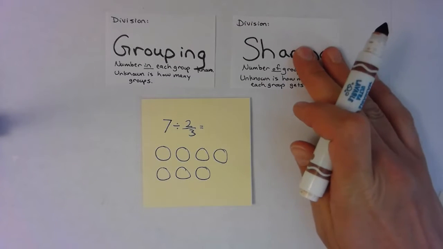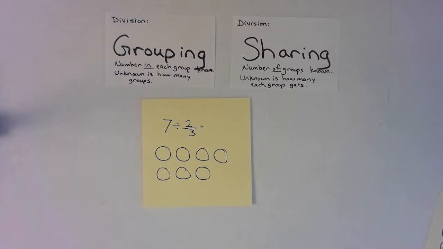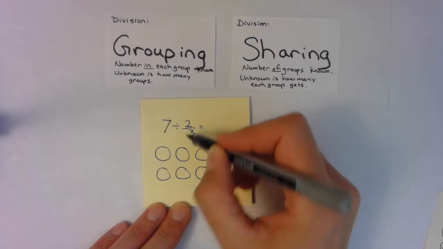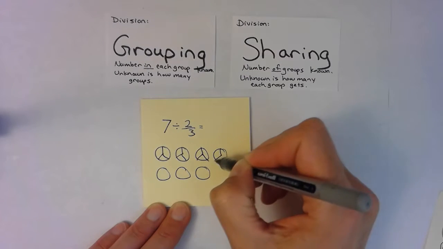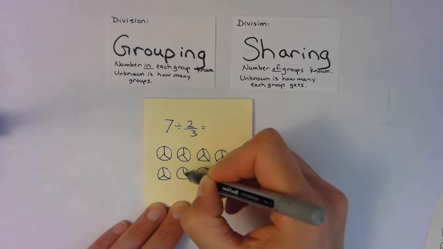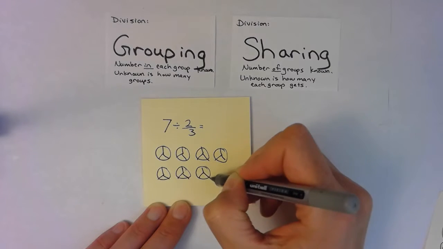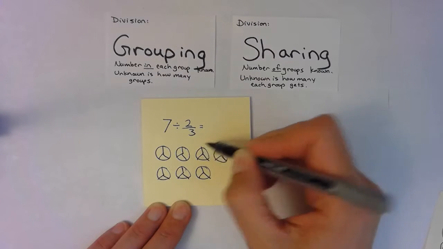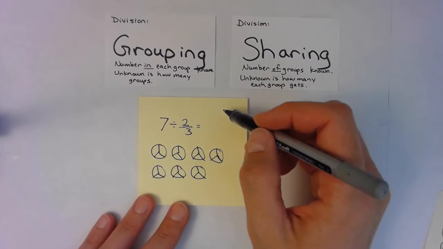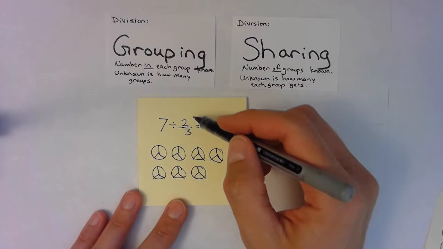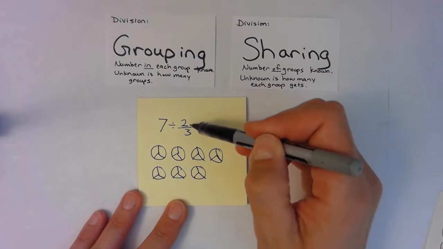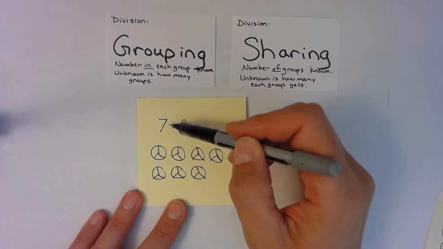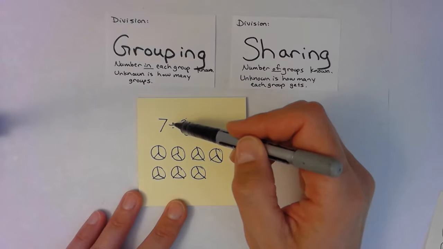7 divided by 2/3. So I have 7 circles. I need to divide them into thirds. So here's my thirds. It's like a peace sign. Each of these 7 wholes is being divided into 3. And now the way I'm going to ask my question is, how many groups of, so the number of groups is unknown, how many groups of 2/3 are there in 7?